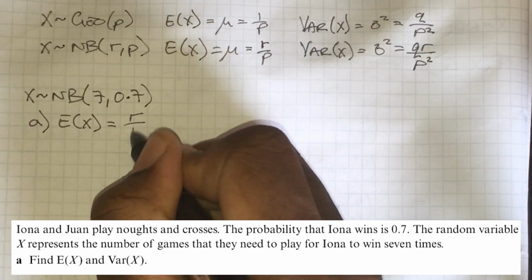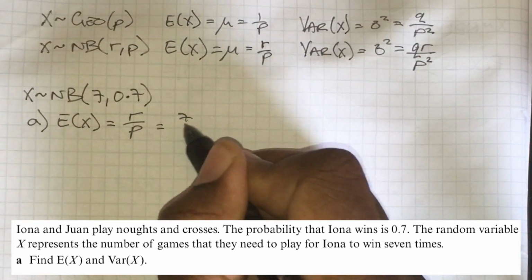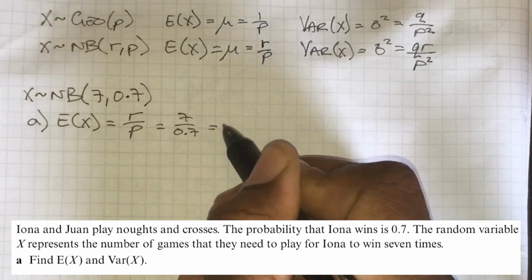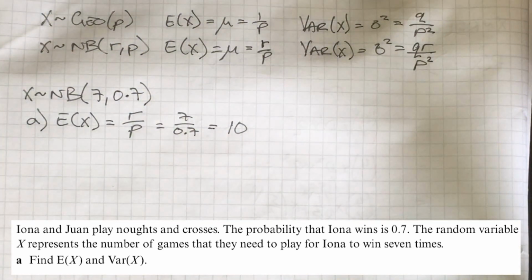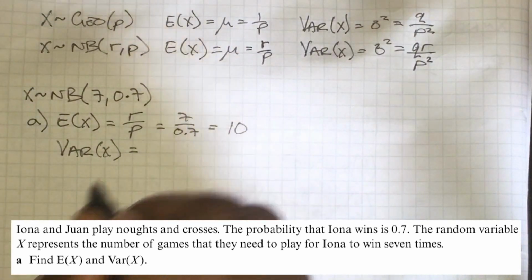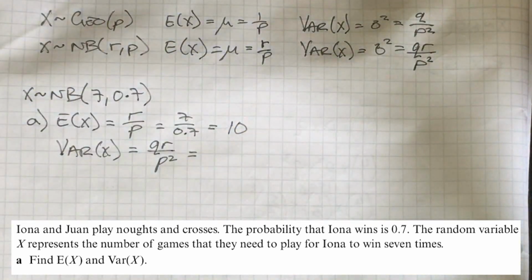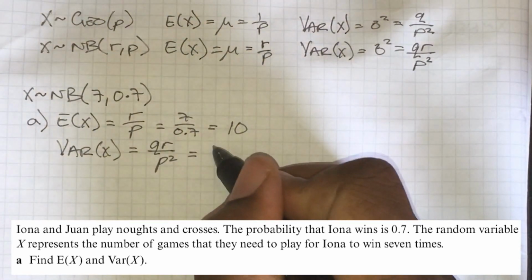Iona and Juan are playing noughts and crosses. The probability that Iona wins is 0.7. The random variable represents the number of games that they will need to play for Iona to win 7 times. So we've been told to find the expectation. It's r over p. r is the number of successes, p is the probability of success. 7 over 0.7, that gives us 10.